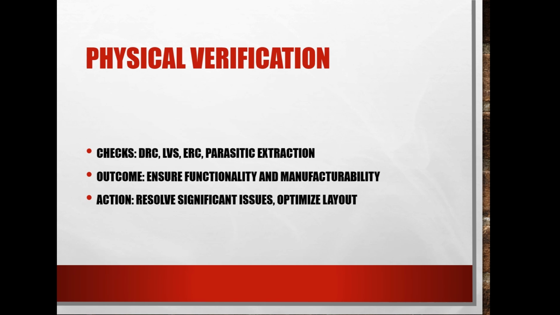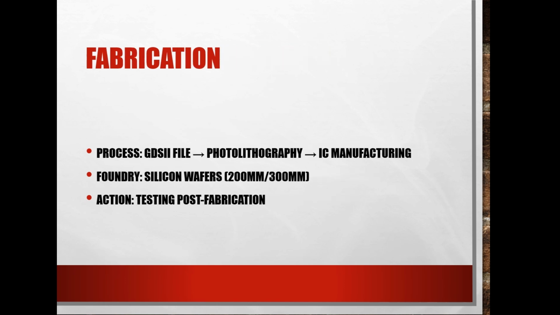Whenever you are doing something, you verify at your level. In a similar way, if you have a physical layout, you need to verify it. That is referred to as physical verification. Then the final steps would involve fabrication. Basically, you have a GDS2 file, you will be giving it to the foundry. Fabrication facilities are there, they would do the actual manufacturing of your IC.